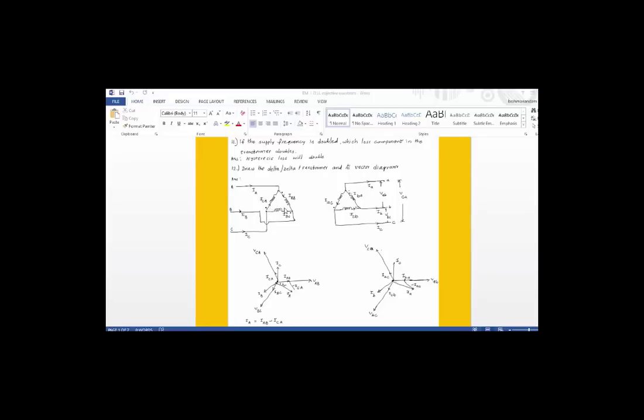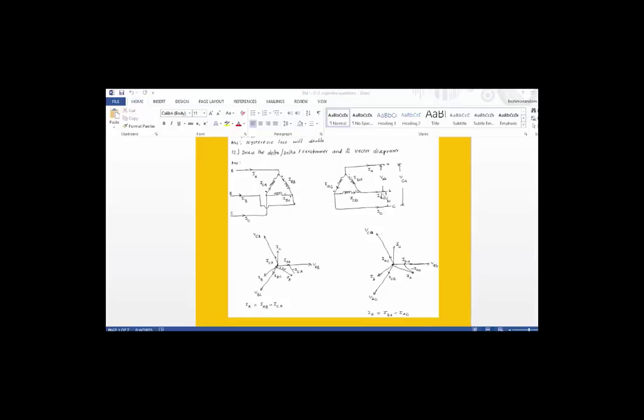This is ICA and this is IAB and this is IBC current. Similarly here the per phase currents are IAB, ICA, IBC, similarly Iba, and these are the line currents IA, IB and IC. Similarly here also IA, IB and IC.